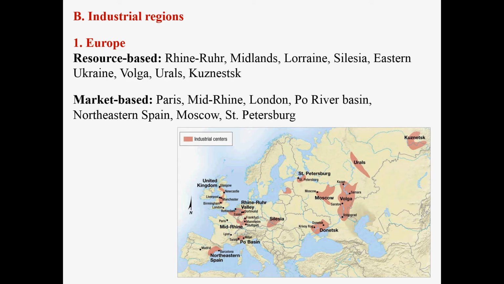We know Europe has a lot of traditional industrial regions, and let's break down the industrial region into resource-based and market-based. Resource-based are those industrial regions that have a lot of important industrial resources that were important for the early waves of the industrial revolution. Here you have the Rhine-Ruhr industrial region.